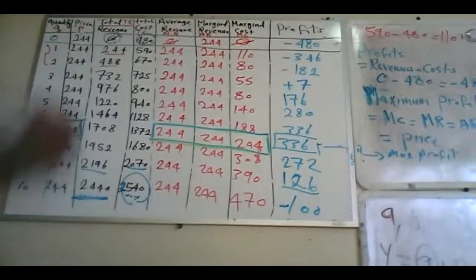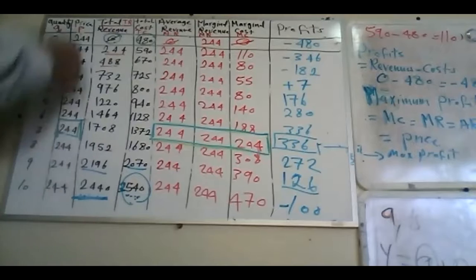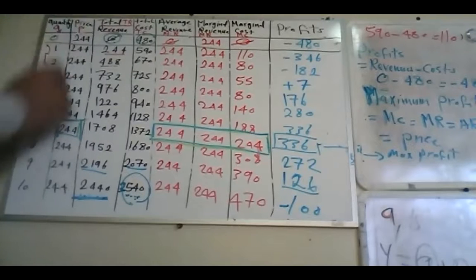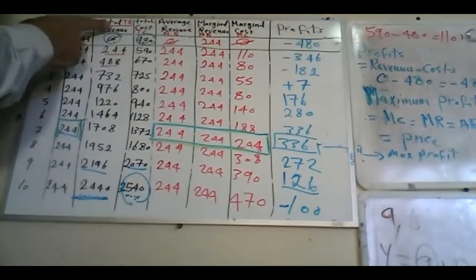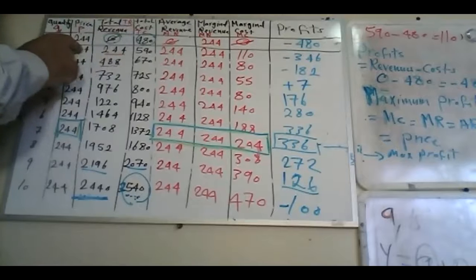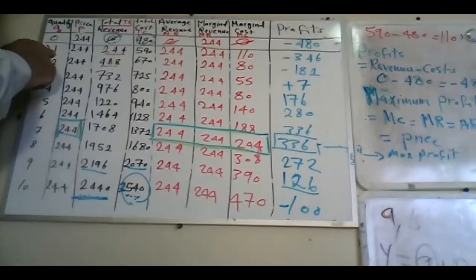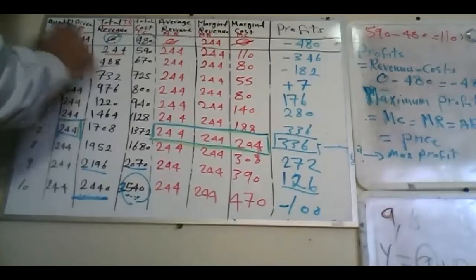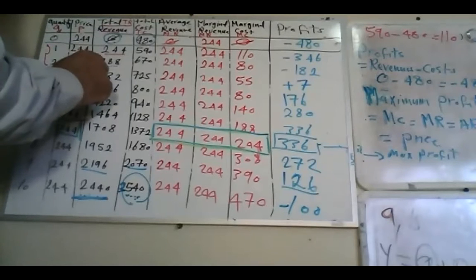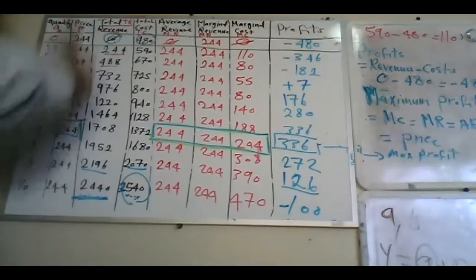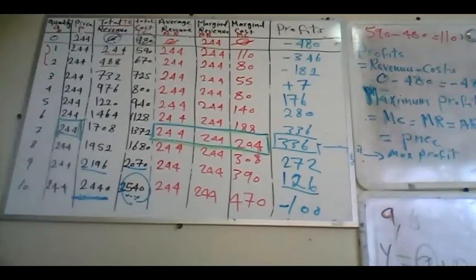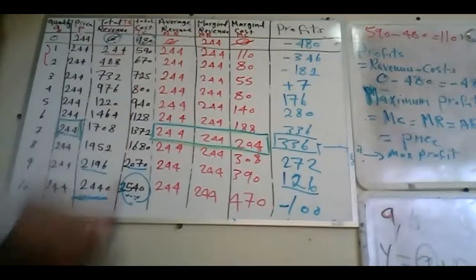Again, quantity and price are given. You will multiply to get the total revenues, which is the price multiplied by the quantity, and you will get this column. As an example, 244 by 1 will give me 244, 244 by 2 will give me 488, etc., for the rest of the column. Then you will have the total costs.